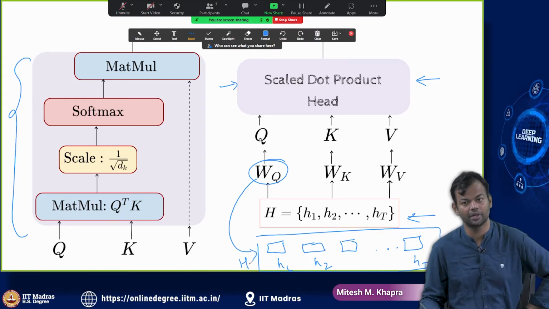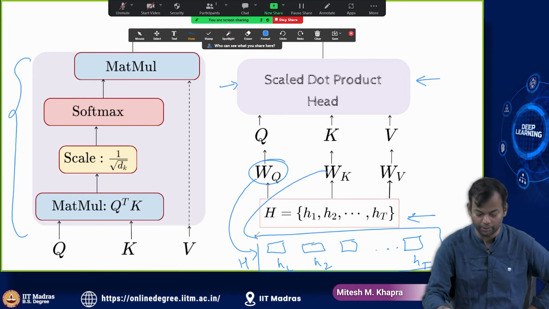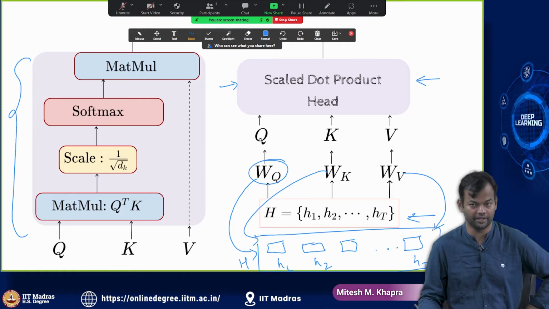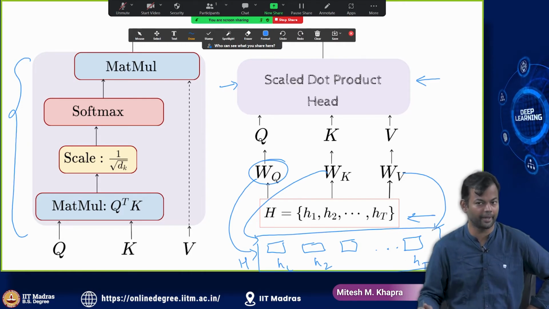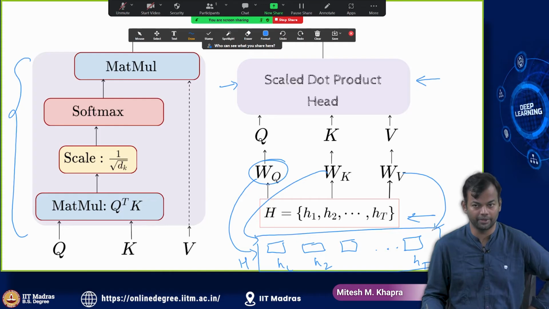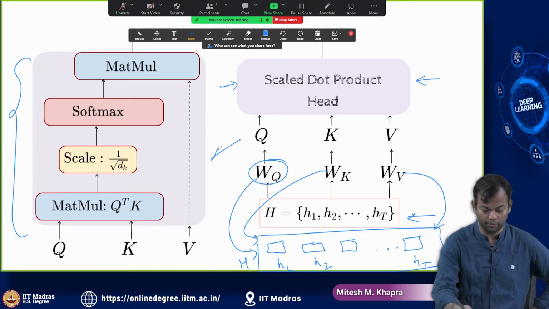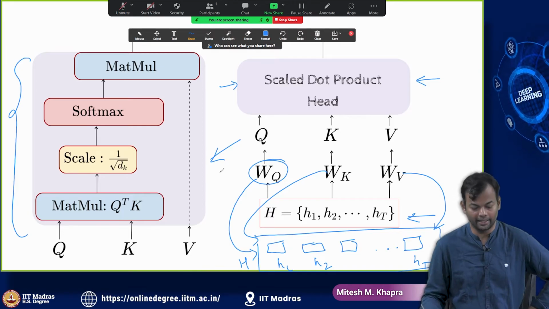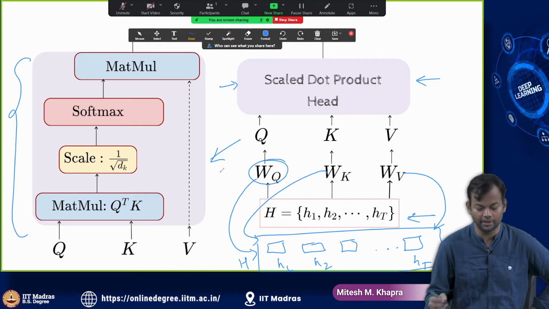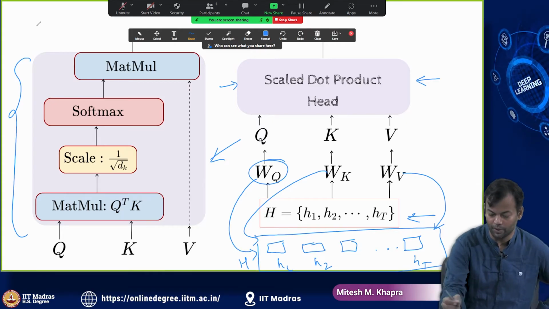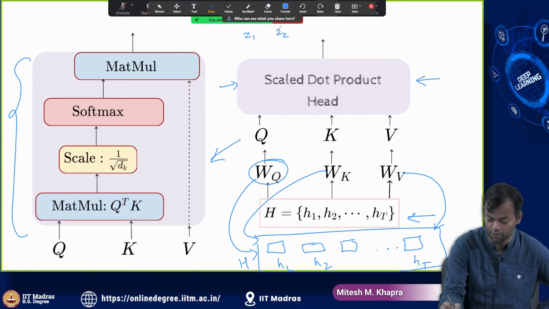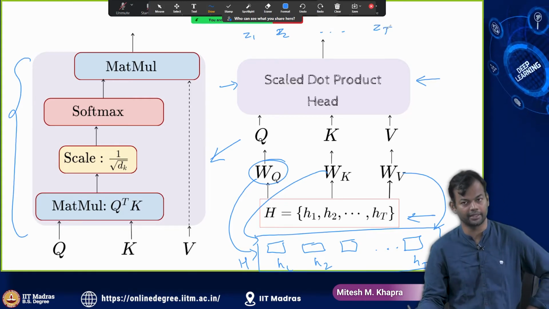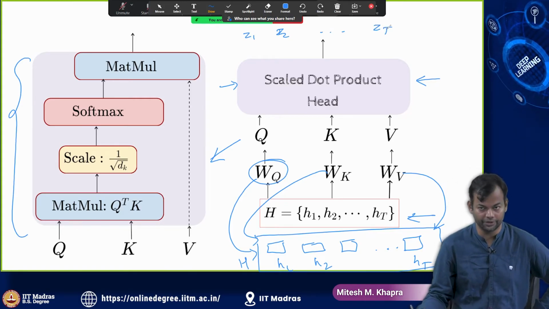Let's just call it H. Then you get the Q matrix. Similarly, WK multiplied by this gives you the K matrix, and WV multiplied by this gives you the V matrix, right? All of this happening in parallel as three matrix operations. Then you get the Q, K, V, and then this is what happens inside the self-attention head. And at the output, what do you get? You get Z1, Z2, all the way up to ZT, right? So this is what we had seen when we ended the last lecture.